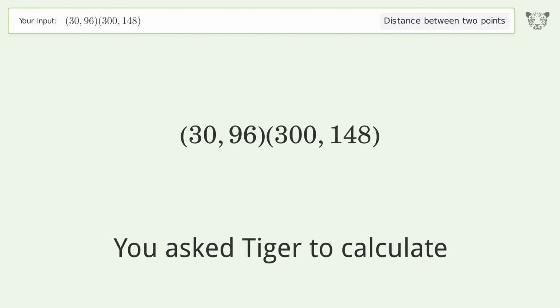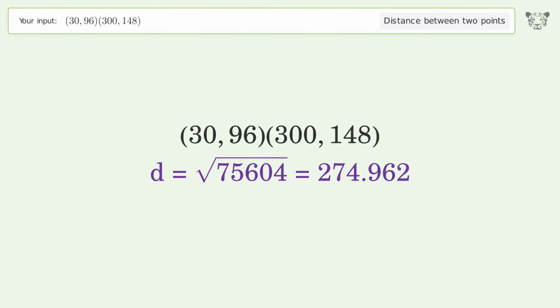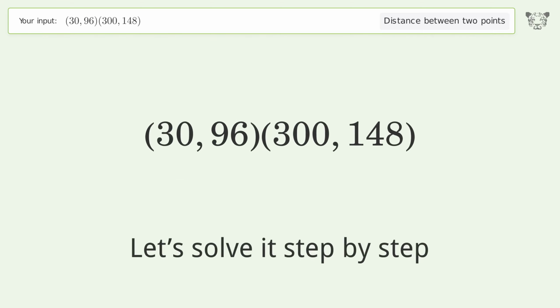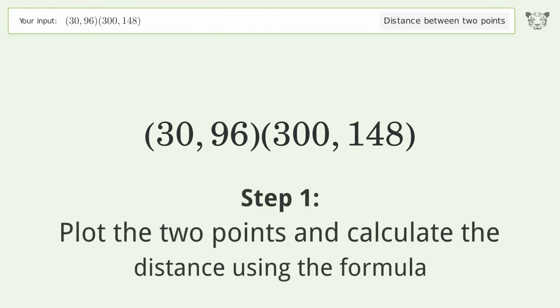You ask Tiger to calculate. This deals with the distance between 2 points. The distance between the 2 points is the square root of 75,604, or 274.962. Let's solve it step by step. Plot the 2 points and calculate the distance using the formula.